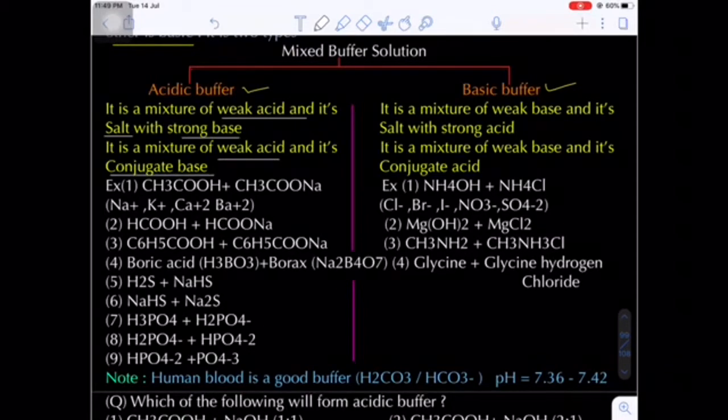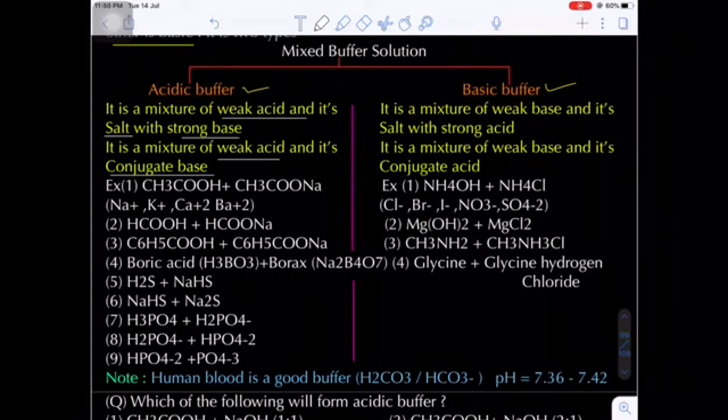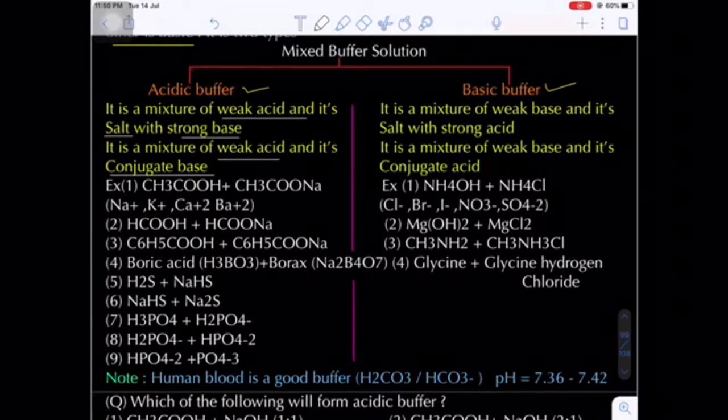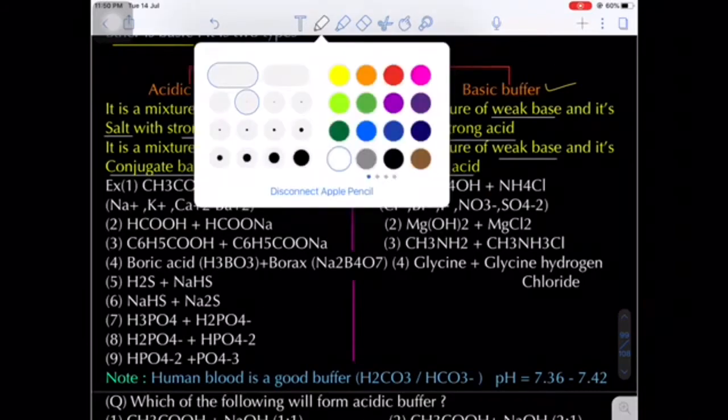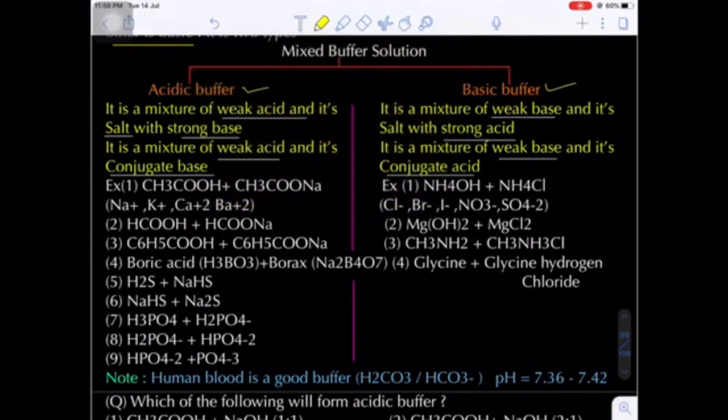It is indirectly a mixture of weak acid and its conjugate base. Salt is nothing but the conjugate base. Are you getting my point? It is a mixture of weak acid and its salt with strong base, or indirectly a mixture of weak acid and its conjugate base. And similarly a basic buffer is a weak base and its salt with whom? Strong acid. Okay. Indirectly, weak base plus its conjugate acid acts as a basic buffer.